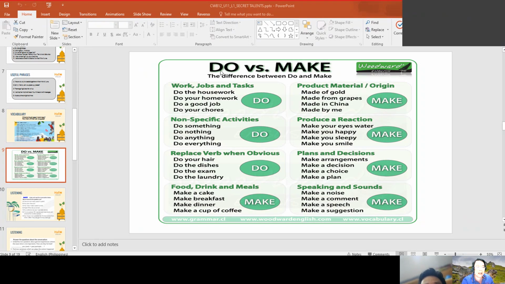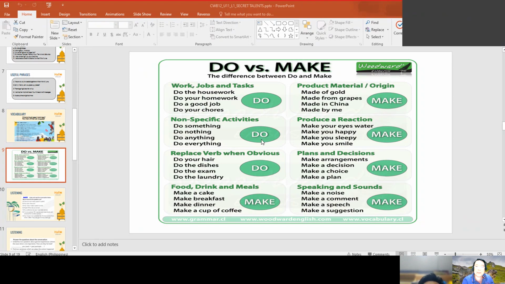Now, if we are talking about do, that means it's going to be work, a job, or a task. For example, we have to do our housework. We do not say make a housework. If we're talking about work, jobs, or tasks, we have to use do. So do your homework, that would be a task. Do a good job, so you're doing a good job. And then do your chores, that would also be a task.